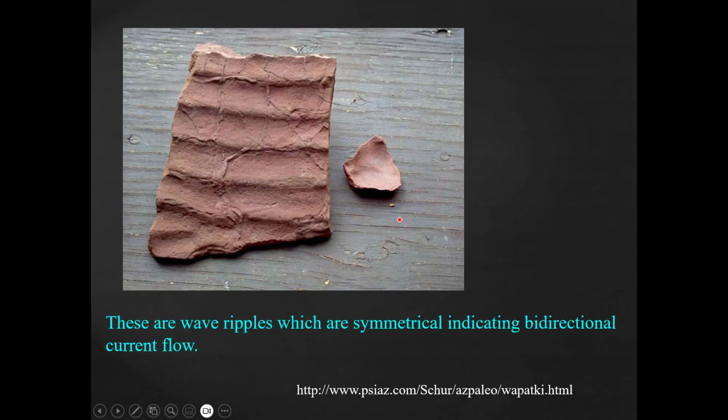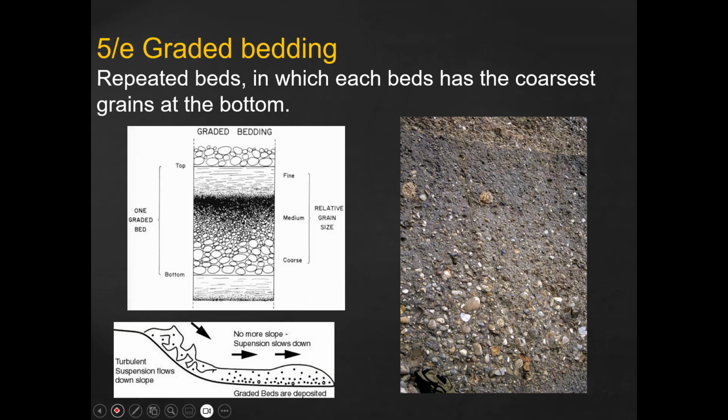And that's a beautiful wave ripple. See the crest in the middle, crest, middle, they are symmetrical. It's a typical wave ripple, which means that the direction was bidirectional. So it went back and forth, most likely a tidal environment. Okay, the next one is graded bedding.